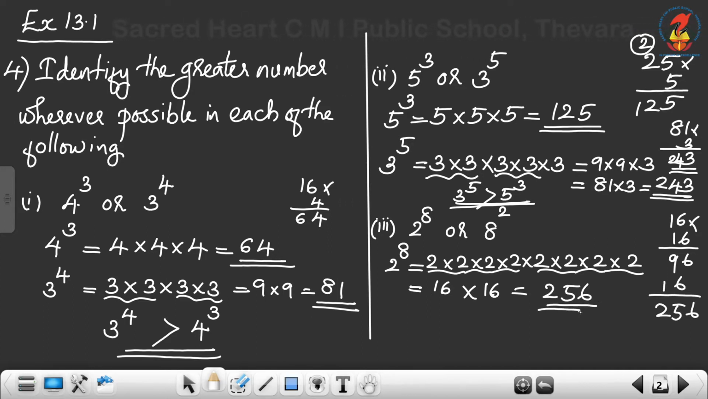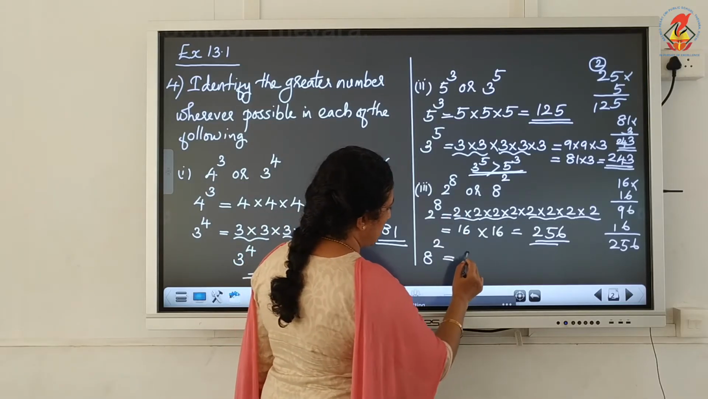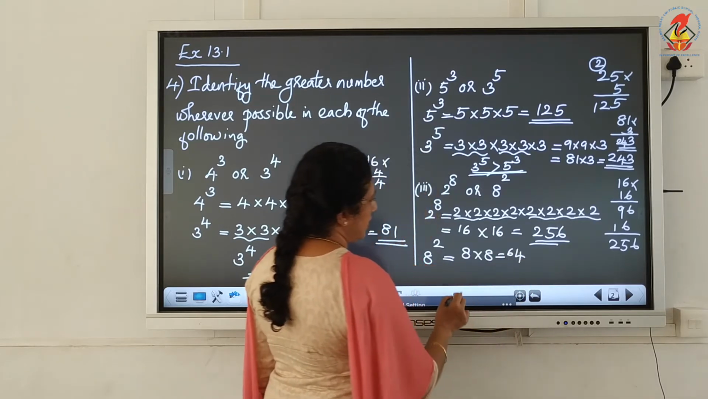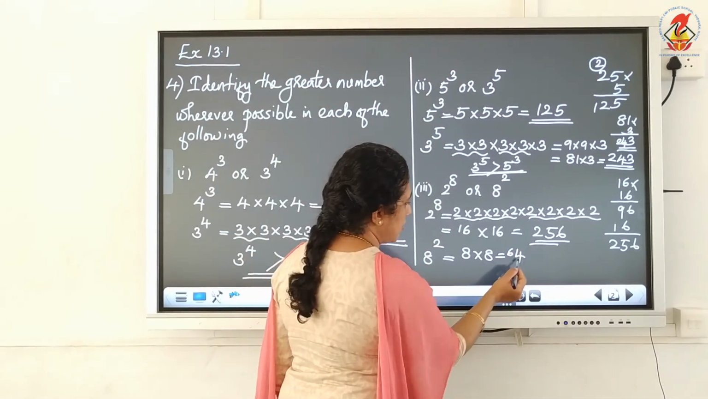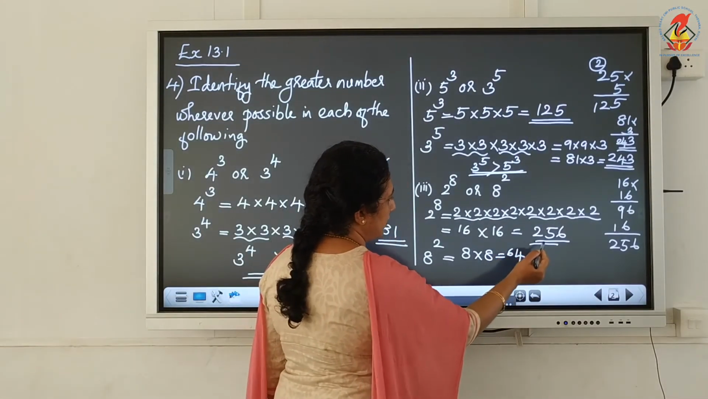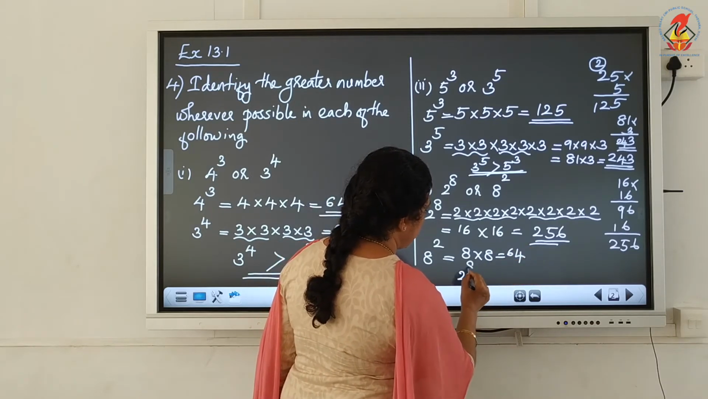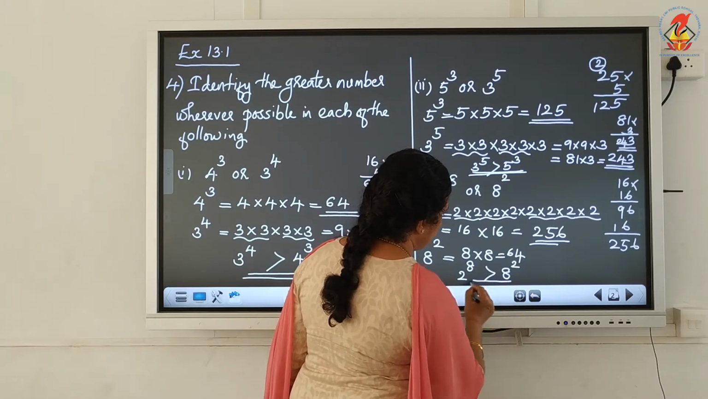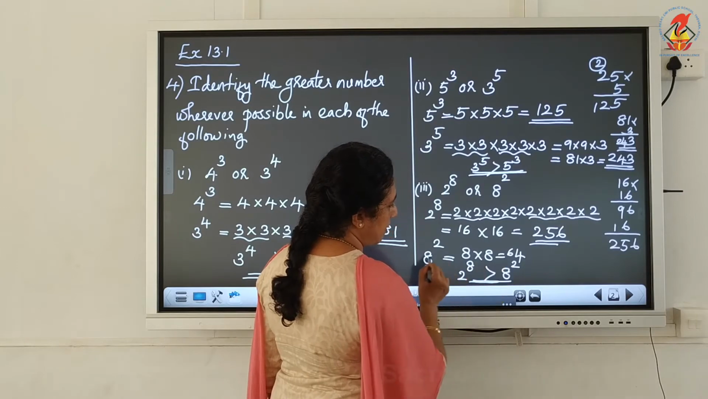16 into 16, you have to find out the product. 256. Now we have to find out the value of 8 square. So 8 square means 8 into 8 equal to 64. Then out of this, which one is greater? 256 or 64? 256 is greater. So we can write 2 raised to the power 8 is greater than 8 raised to the power 2.